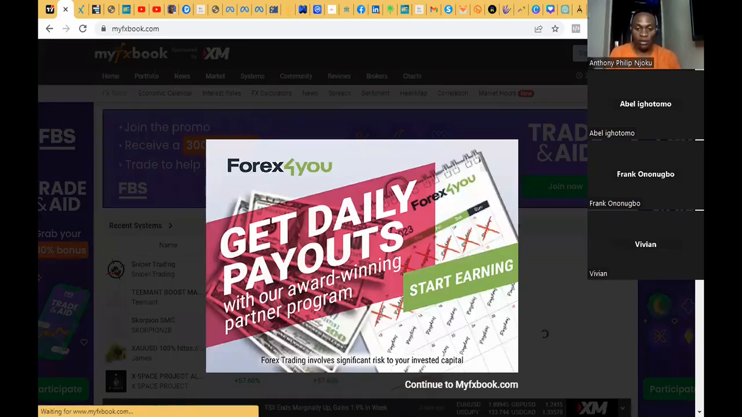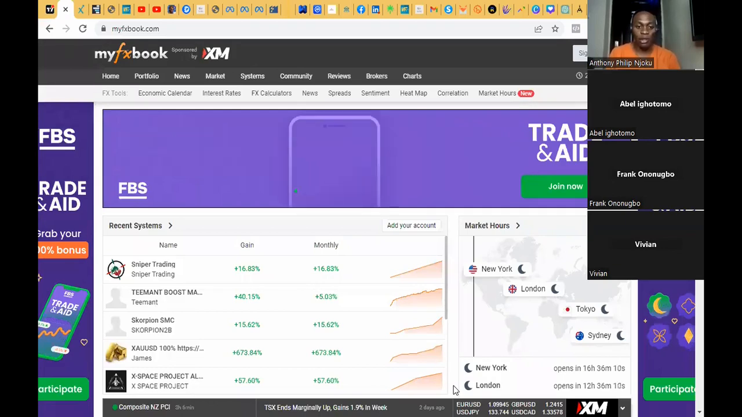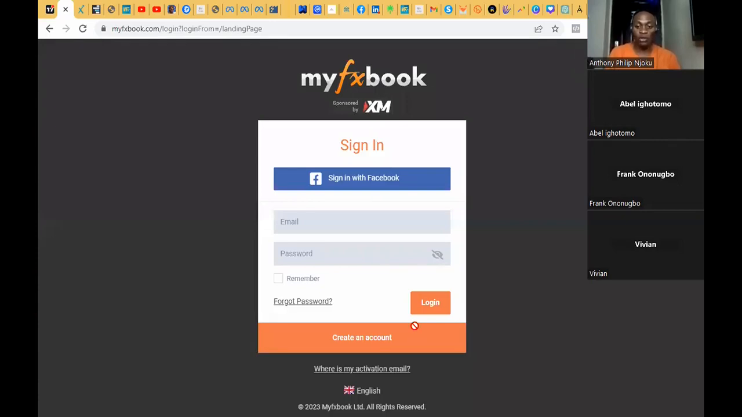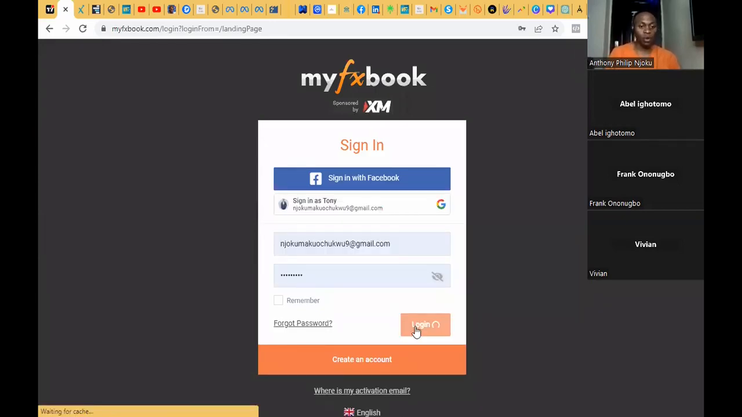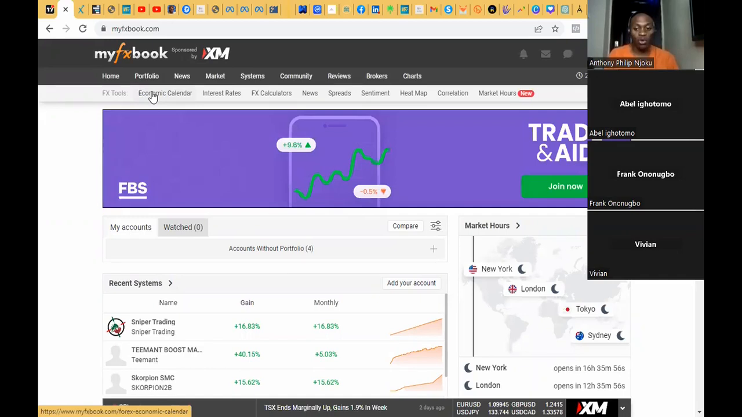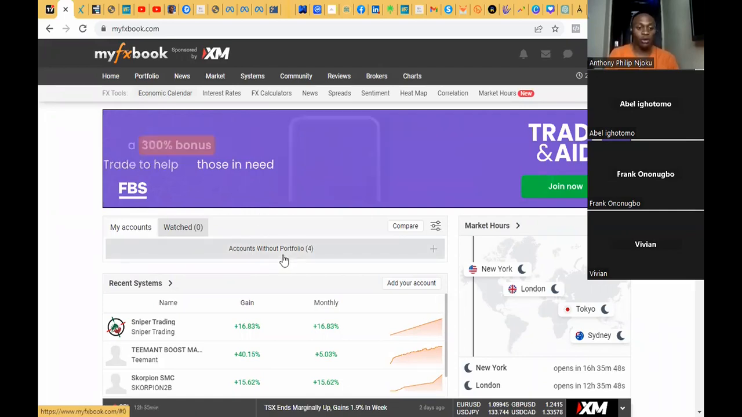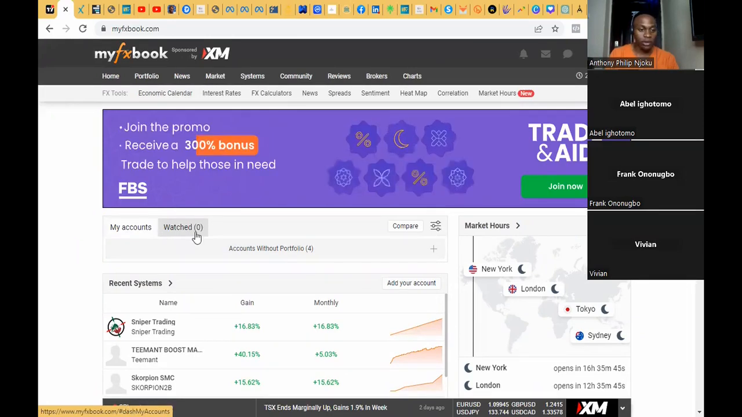So let me sign in on my FX book. This is the platform we use to get our fundamental news in check, high impact news, and follow it during the week. Also, this enables us to connect our accounts. You can connect your trading accounts and track your records, how good you were in the past, and how good you're currently doing. You can see we have accounts with portfolio. I have 4 accounts connected to this platform, but that is not important.